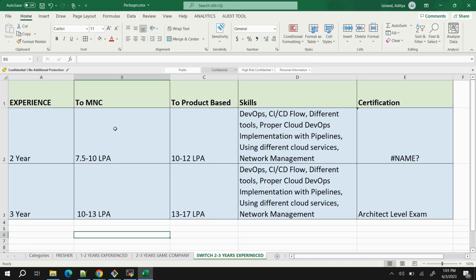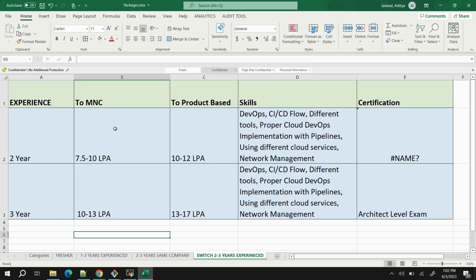Then if you are switching from product base after 3 years, you can get 13 to 17. One of my friends who was recently in TCS switched and his current package is 15 LPA. He is in a product based company, which is basically a company of bicycles, really interesting bicycles. So he's getting that.